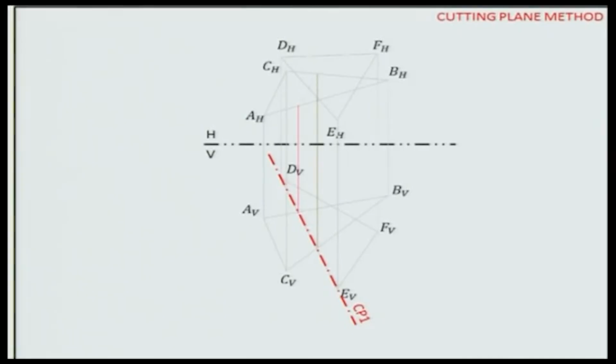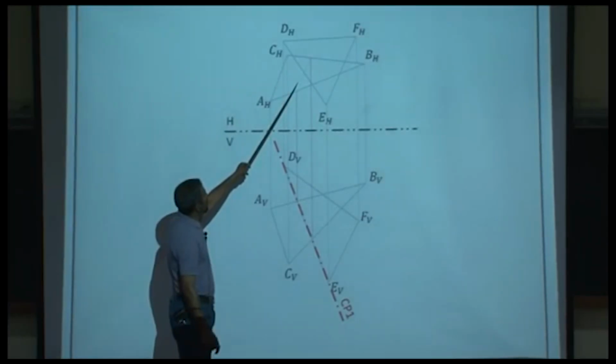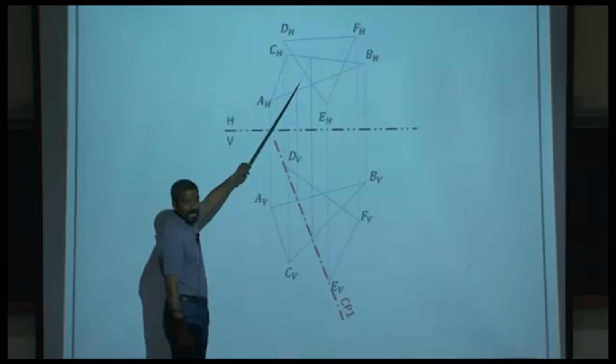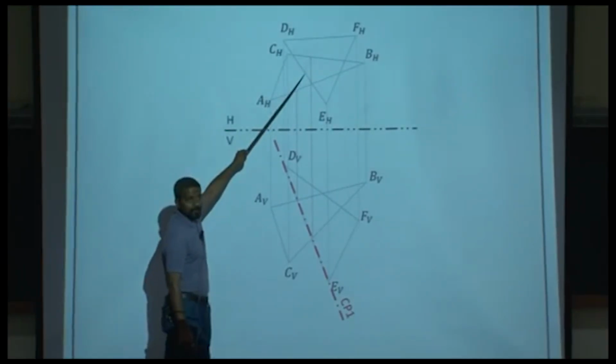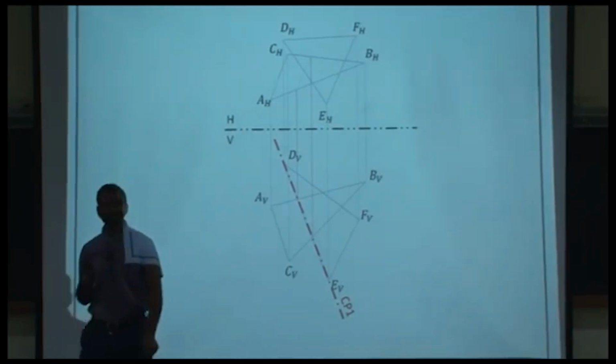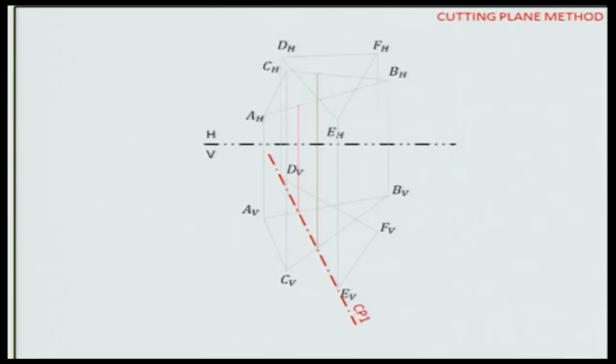Project that point up. This would be the line of intersection between the imaginary plane that passes through DE and the plane ABC. And that would be the projection of that line. Okay. Now this line is going to be intersecting the edge DE at this point. Okay. So this point would represent the point of intersection between the line DE and the plane ABC. Fine? With me so far? No? Yes? Good.